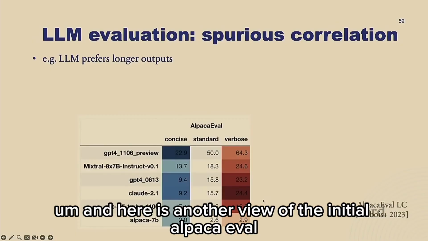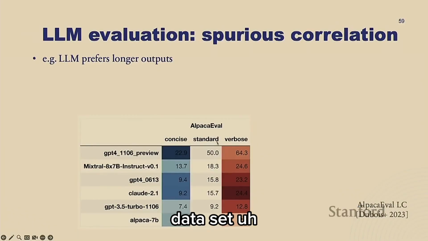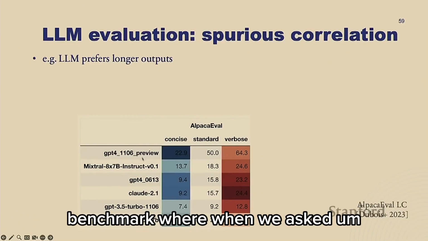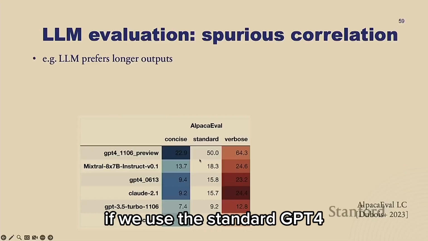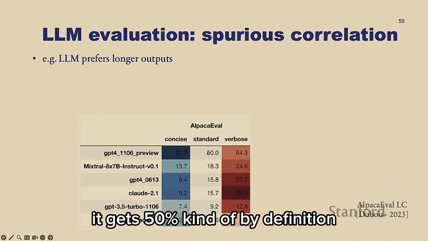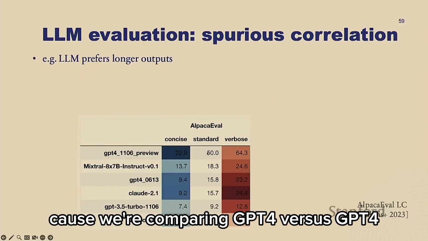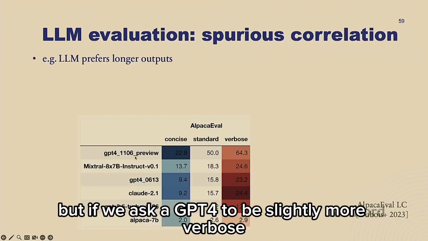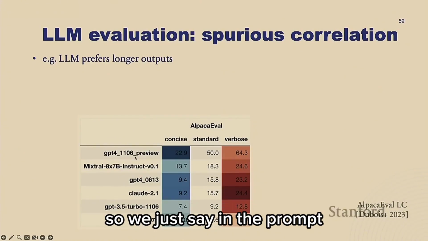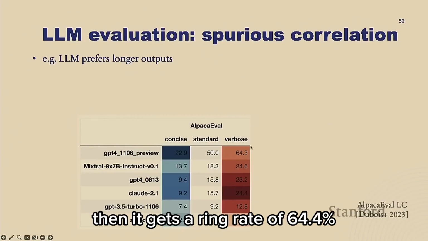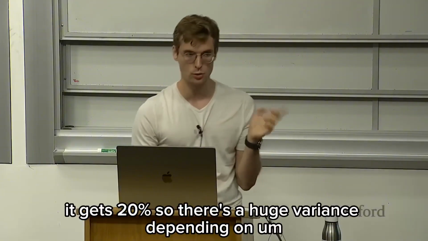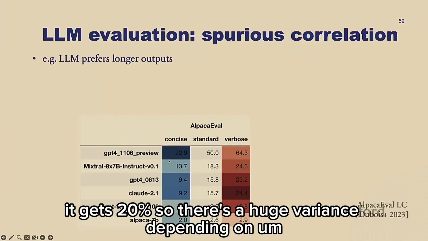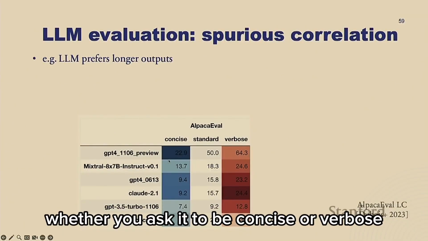And here is another view of the initial AlpacaEval benchmark. When we look at the win rate of GPT-4 versus GPT-4 itself, if we use the standard GPT-4, it gets 50% by definition because we're comparing GPT-4 versus GPT-4. But if we ask GPT-4 to be slightly more verbose, so we just say in the prompt, be verbose in your answers, then it gets a win rate of 64.4%. So really, there's a huge variance. And if we ask it to be concise, it gets 20%. So there's a huge variance depending on whether you ask it to be concise or verbose.